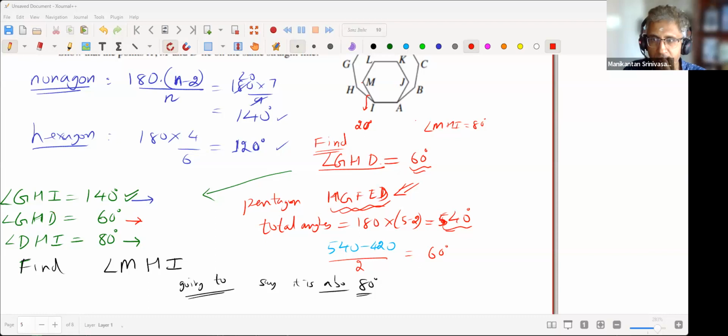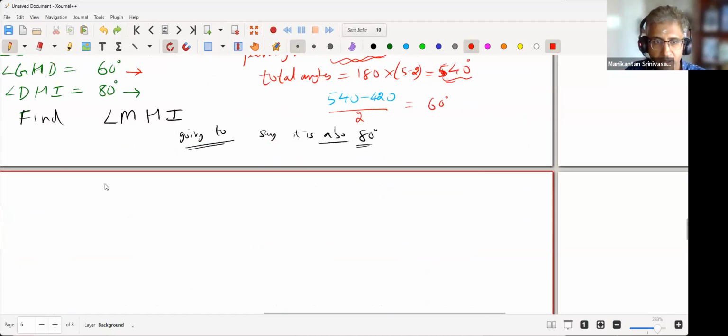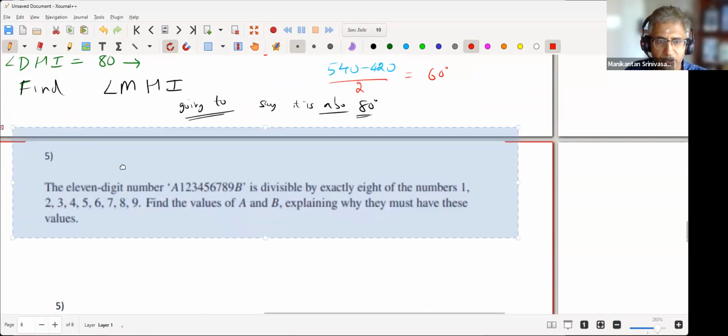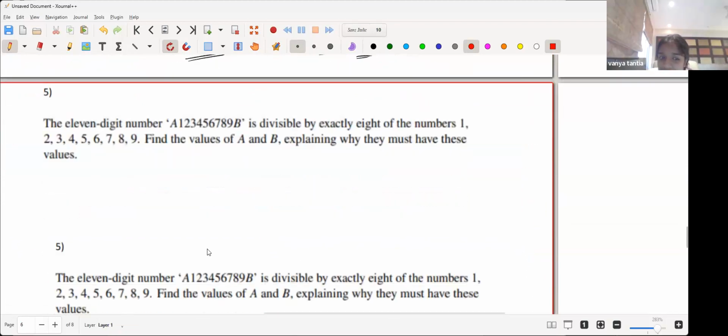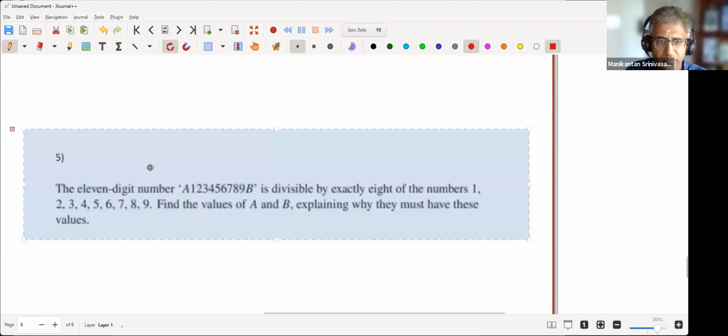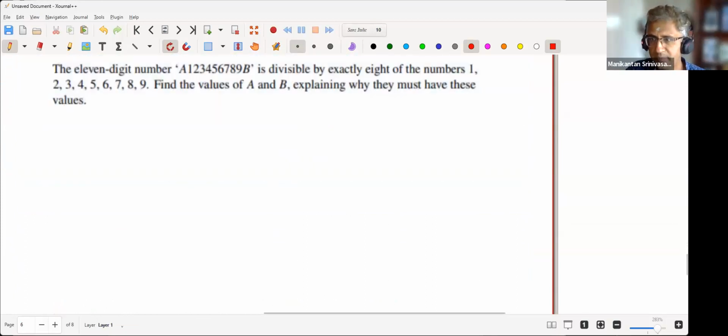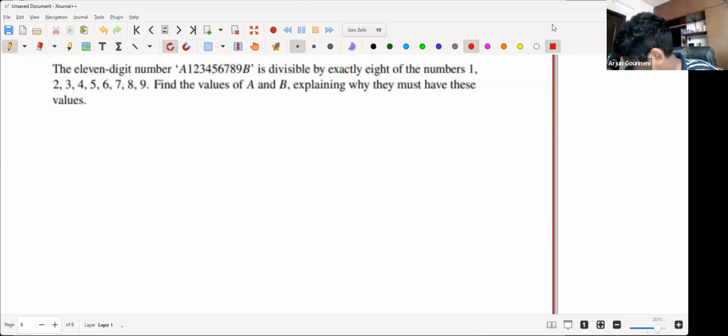Arjun, did you do question 5? The 11-digit number is divisible by 8 of these numbers. Arjun, you're saying something? I cannot hear you. So I have to leave. Oh yeah, your mom did mention that you have to leave. Yeah, no worries. Sorry, I'll just move it up here. Okay, Arjun, we're able to do this question. Arjun, can you hear me? So sorry, I've spoken. Yeah.